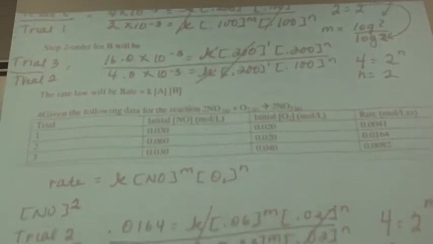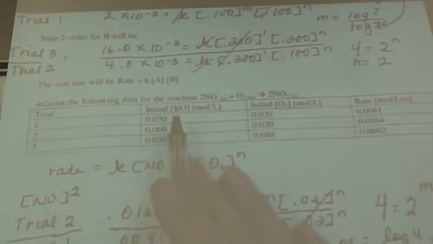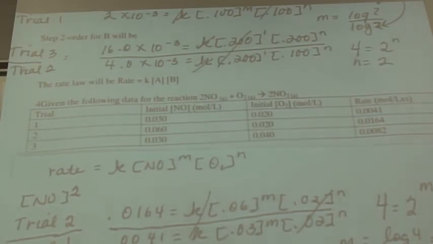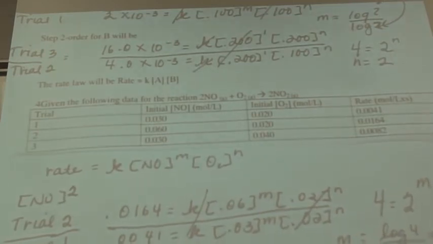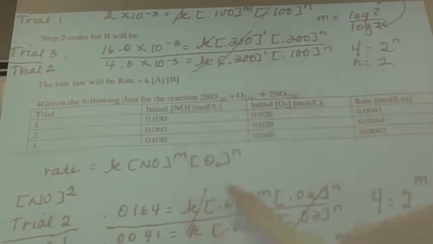Is it always going to be 2 and 1 for the first one, and then 3 and 2 for the second one? No, it's not even that one here. So for O2, we're going to say trial 3 and trial 1. I chose those because this time O2 varies, but NO stays the same.